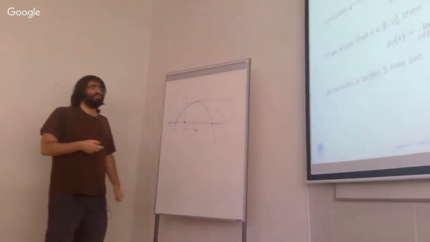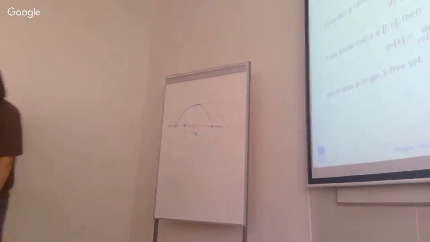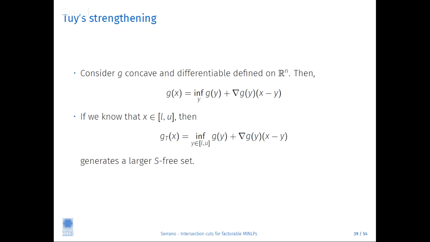Now, Tuy. I didn't talk about the history of these things. Intersection cuts were introduced by Balas in the 70s or so. But actually, Tuy already introduced a type of intersection cut, though he didn't call it that, in 67 or something like that. And then he proposed something that I don't think he proposed as a strengthening, maybe. I don't remember. The paper was in Russian and I had to use Google Translate, so I'm not so sure.